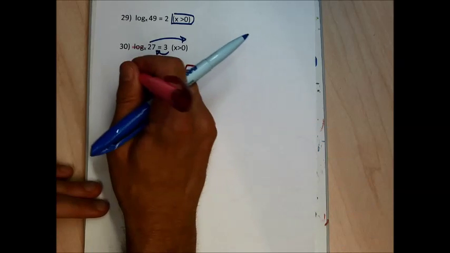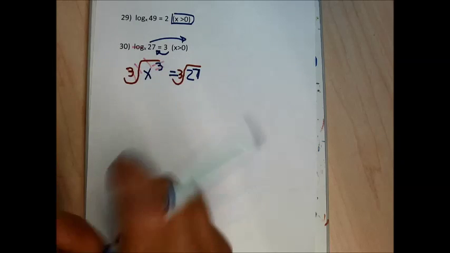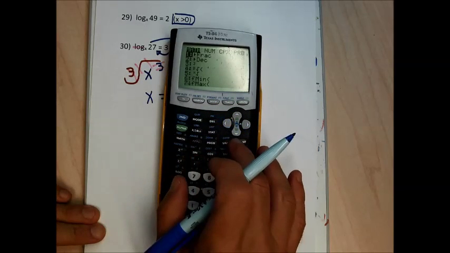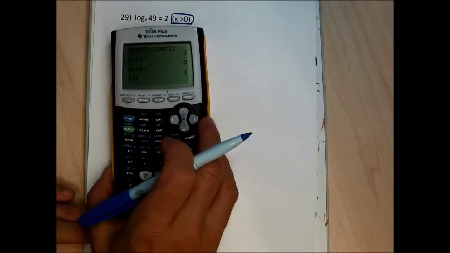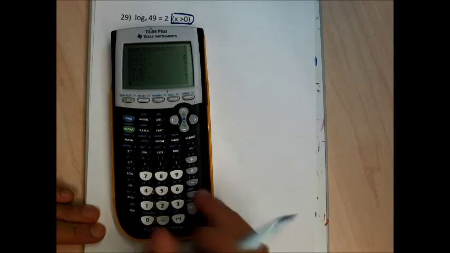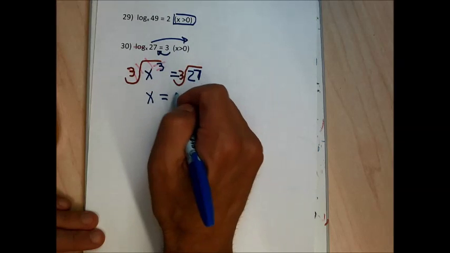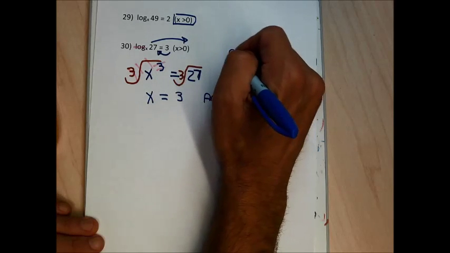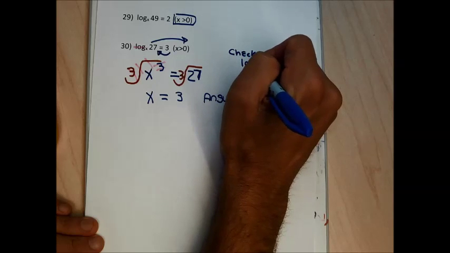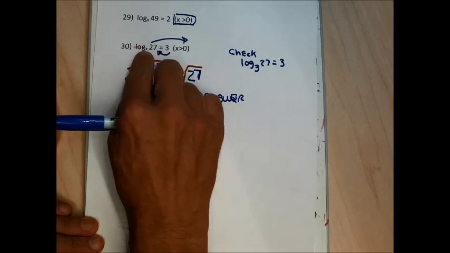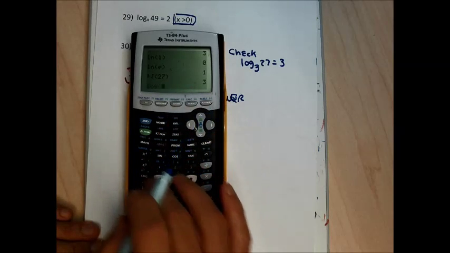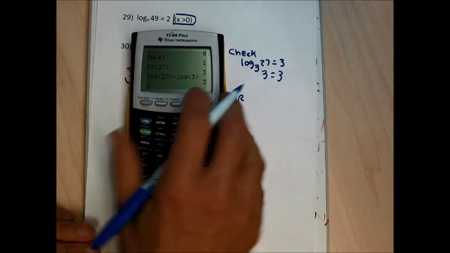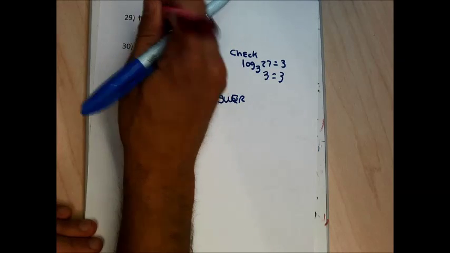On the left-hand side, cube root symbols cancel out cubes, and it makes it so I just have the x. On the right-hand side, I have the cube root of 27. If you don't know that, you just hit your math key, go down to option 4 that says cube root, type in the 27, and it will tell me that the cube root of 27 is 3. So I claim that that's my answer to problem 30. To check it, it should be the case that the log base 3 of 27 equals 3, just changing that x to 3. And to check it, I would just do log of 27 divided by log of 3, and I'll get 3 equal to 3.